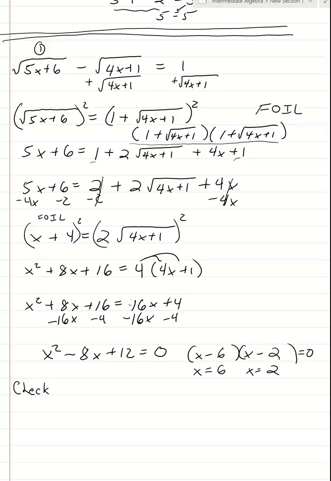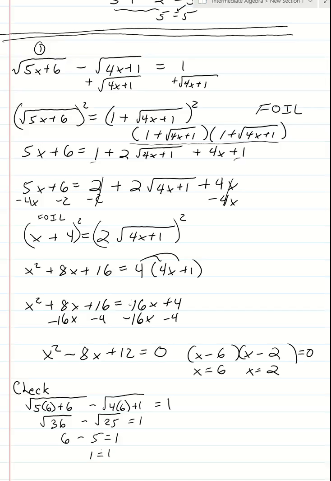Going back to the original equation, if we plug in 6, if we take the square root of 5 times 6 plus 6 more, and then subtract the square root of 4 times 6 plus 1 more, does that equal the number 1? Well, let's see. Under the first radical, 5 times 6 is 30, plus 6 more is 36, minus. Under the second radical, 4 times 6 is 24, plus 1 is 25. Since the square root of 36 is 6, and the square root of 25 is 5, 6 minus 5 does equal 1, so it does check out. So there is one solution.